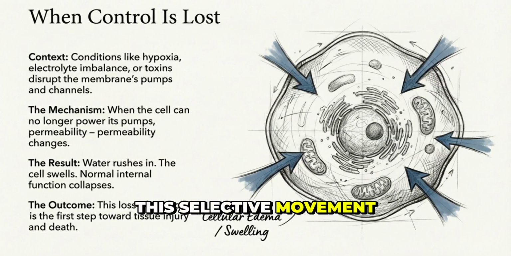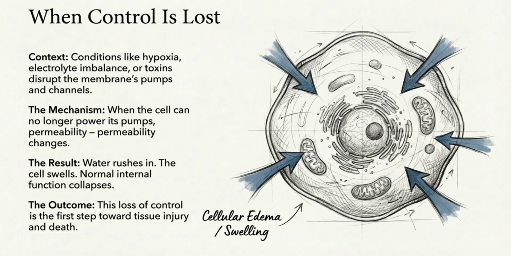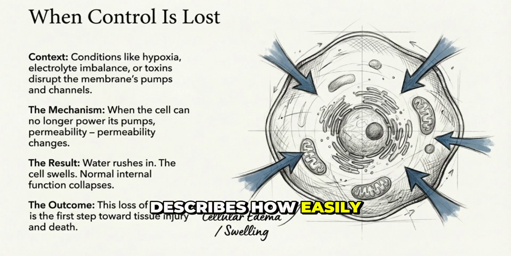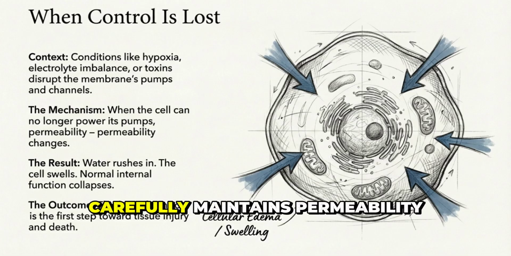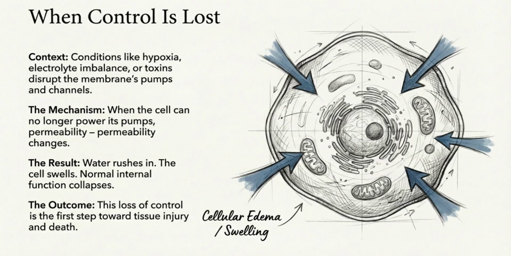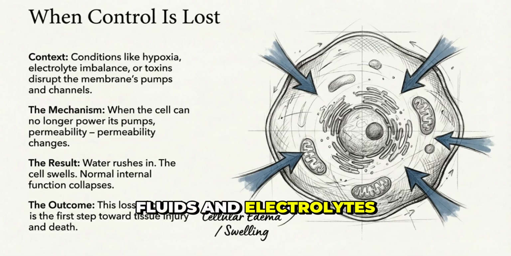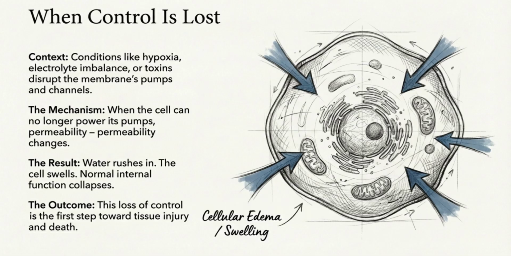This selective movement is called permeability. Permeability describes how easily a substance can pass through the cell membrane. A healthy cell carefully maintains permeability to keep the right balance of fluids and electrolytes inside. When that balance is disturbed, the cell begins to struggle.